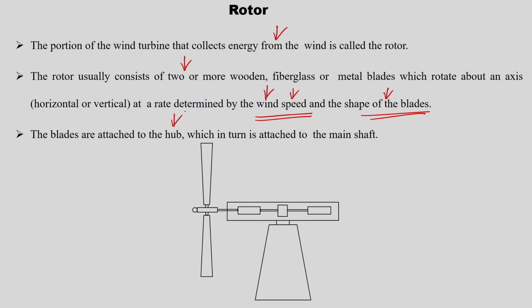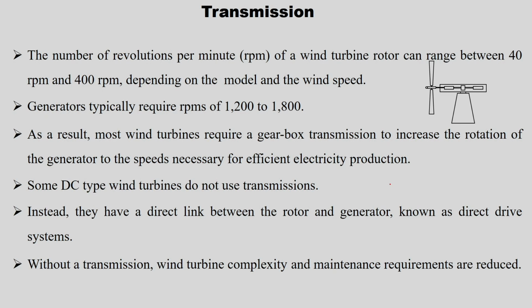The blades are attached to the hub, which is again attached to the main shaft. So, this is the main shaft. The transmission: the number of revolutions per minute of a wind turbine rotor can range between 40 to 400 RPM depending on the model and the wind speed, but generators typically require RPMs of around 1200 to 1800. So, what can help us is a gearbox transmission to increase the rotation to the speeds necessary for efficient energy production.